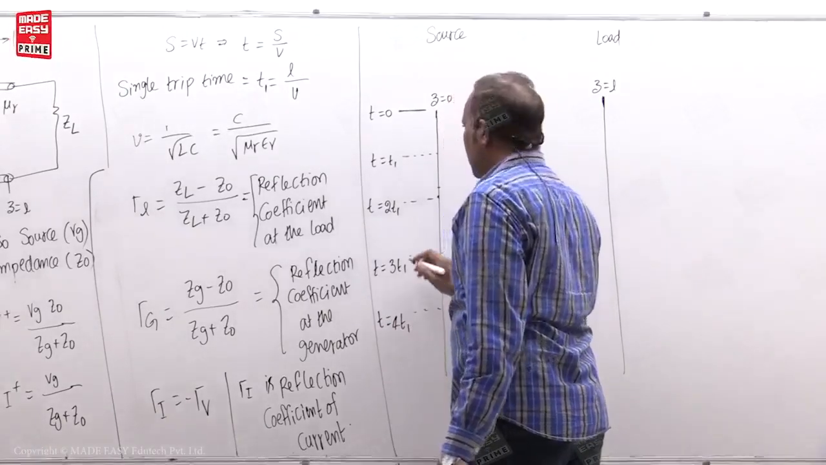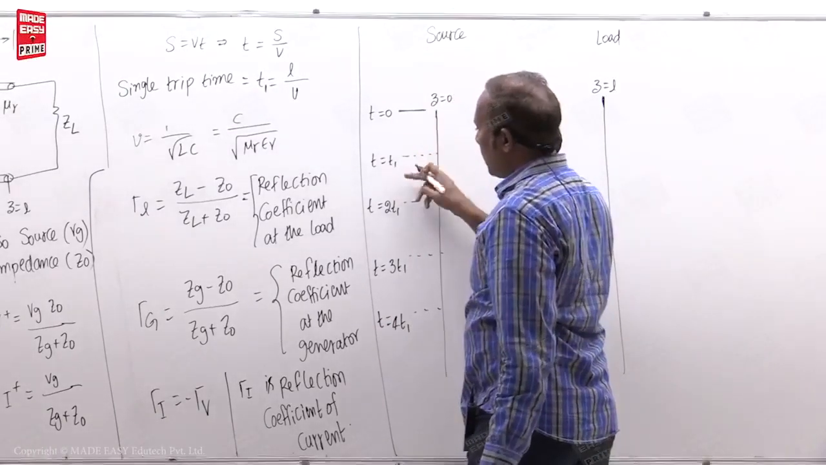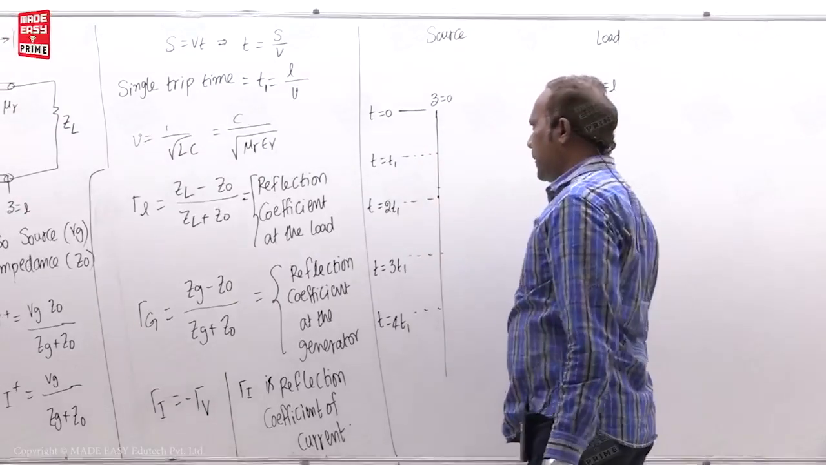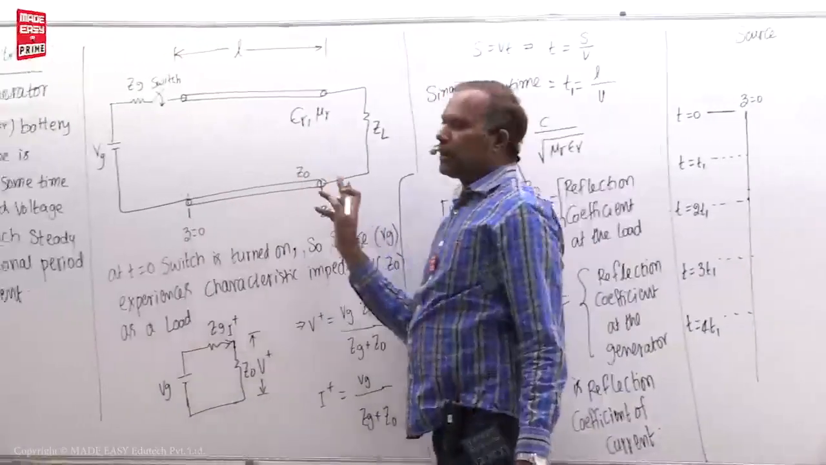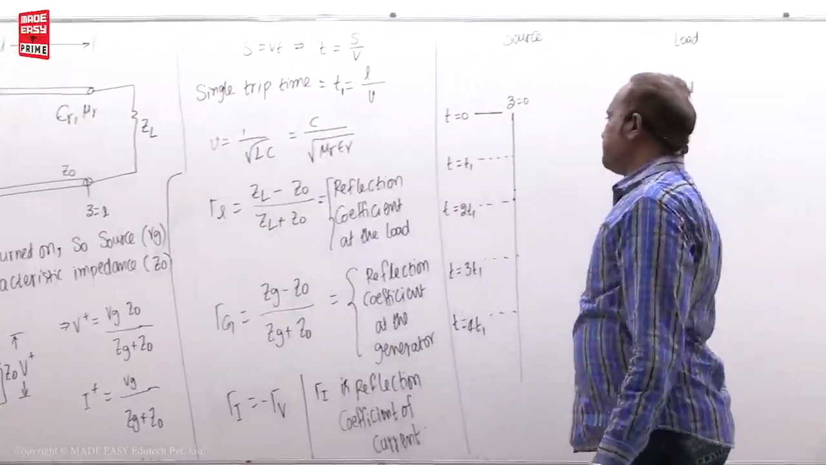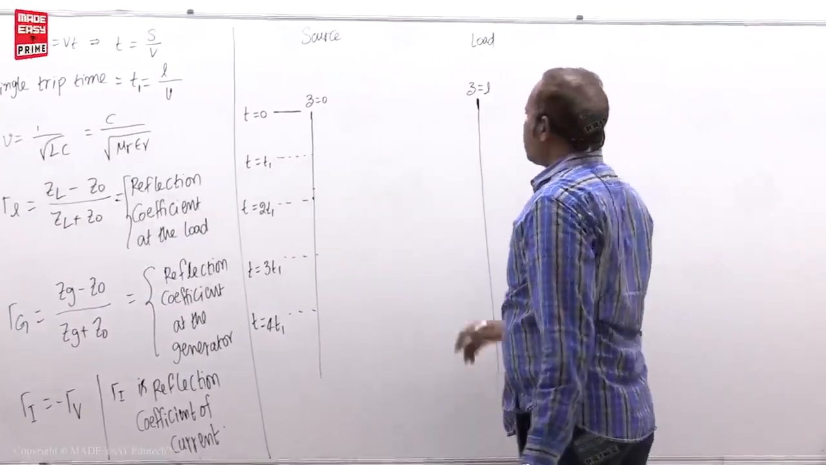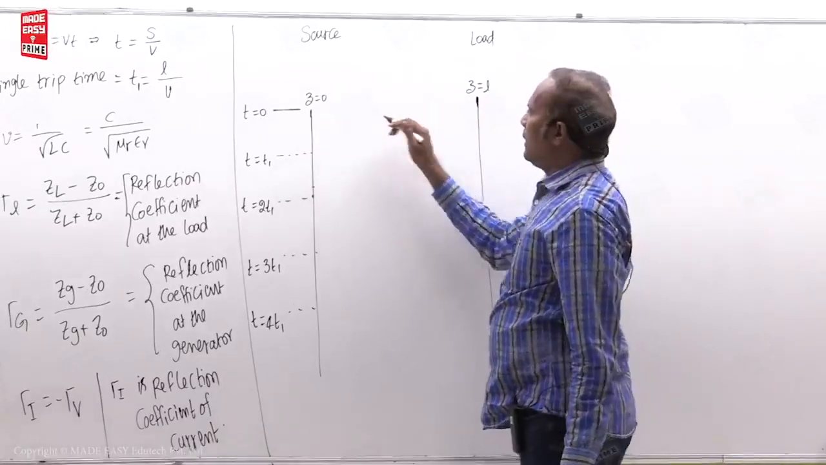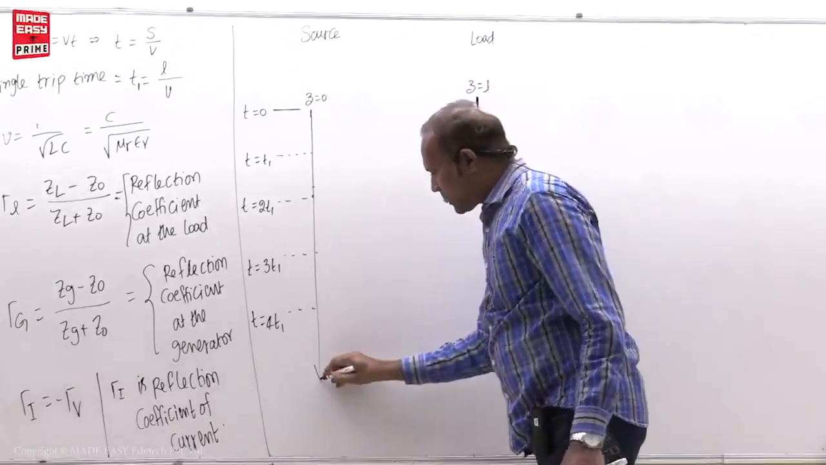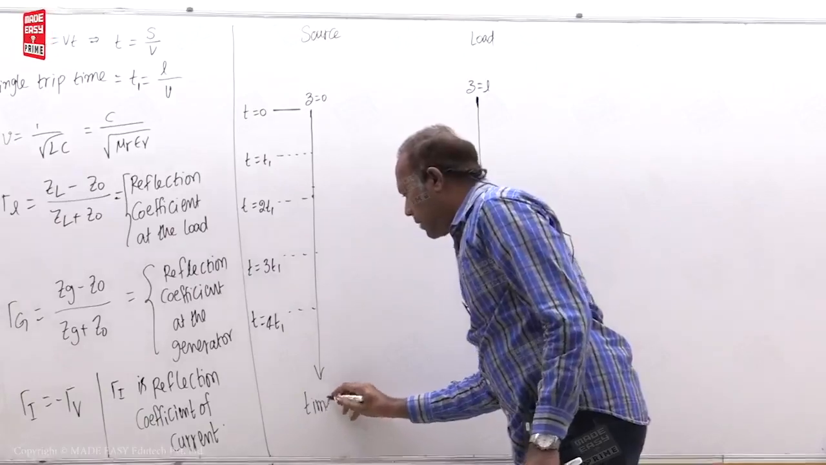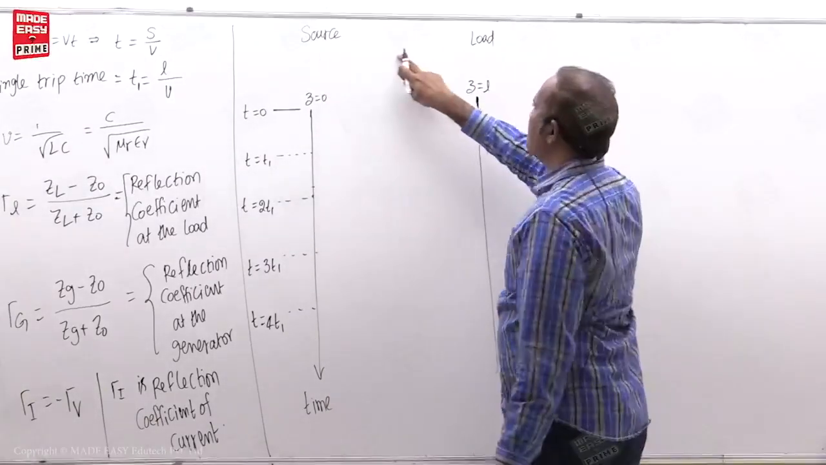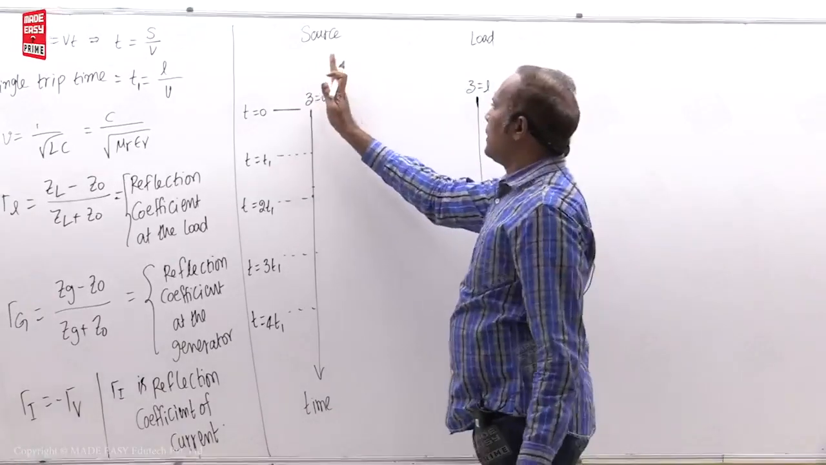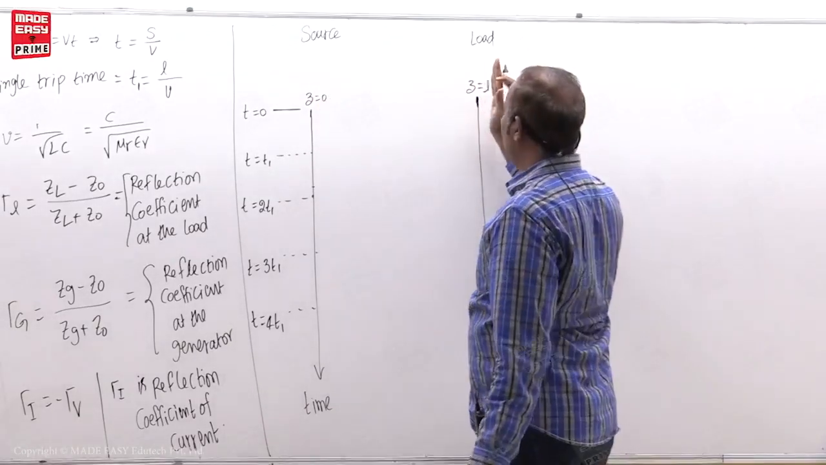4t1. Single trip time, double trip time, triple trip time, like that. One trip means a signal coming from source to load. That is the meaning of one trip. Now, here downside is the time axis, students. This one is the distance axis. Distance is 0 at the source, and distance increases until it comes to the load.